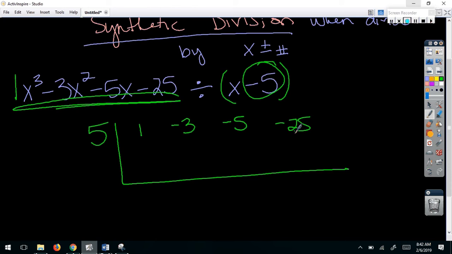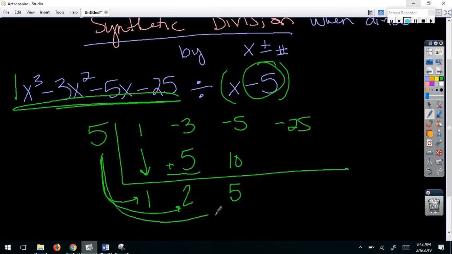Now, here's the pattern. Drop the first one. Multiply: 5 times 1 is 5. And add the column. Negative 3 plus 5 is 2. Now repeat. 5 times 2 is 10, and negative 5 plus 10 is 5. Again, 5 times 5 is 25, and negative 25 plus 25 is 0.